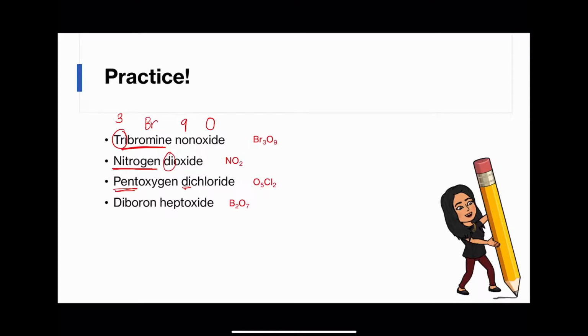Right? So again, I feel like this is a little bit easier in terms of naming, just because the name literally tells you how many, as opposed to ionic compounds where you have to think about valence, you have to think about, okay, well, how many of this would cancel out the charge. I feel like this one's a little bit more straightforward.